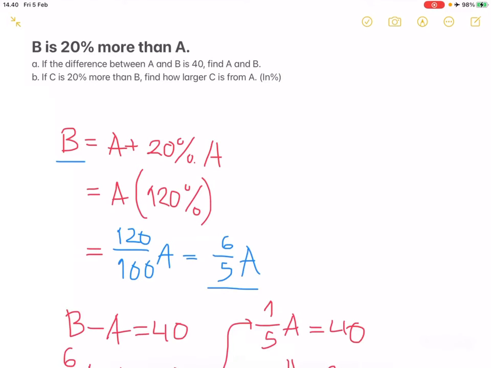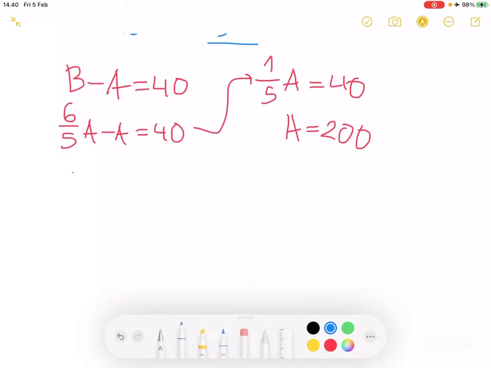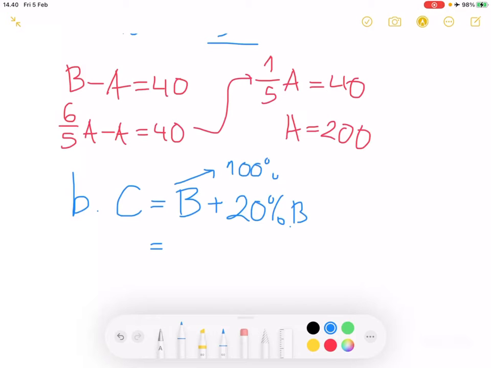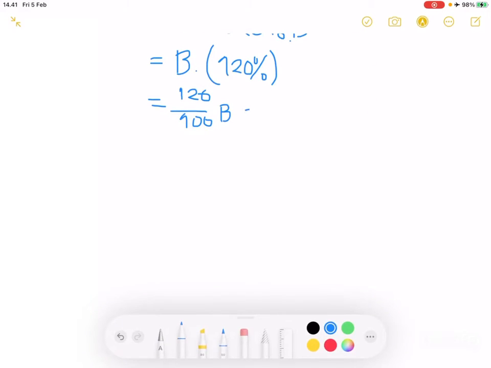Okay, there you go. So again, like the upper step, we can express C in terms of B. C is equal to B, the original value, plus the increase, which is just 20% of B. Setting this to be 100% times B and factoring out a B, we'll get B times 120%, or in fraction form 120 over 100 of B. Simplifying the fraction a bit, this will also equal 6 over 5 B.